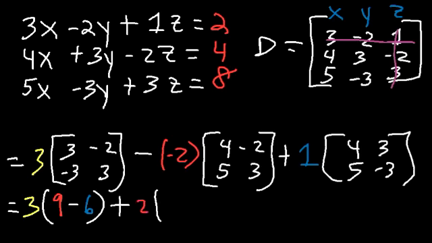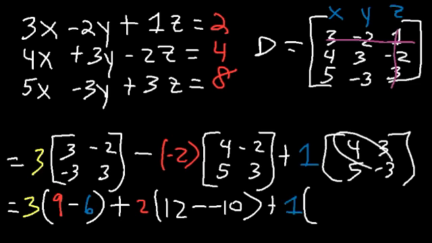And then what we have here is 4 times 3, which is 12, minus 5 times -2, which is -10. And then plus 1 times 4 times -3, which is -12, minus 5 times 3, which is 15.